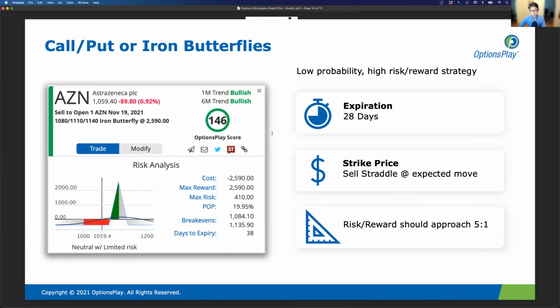Next, let's talk about butterflies. And you can trade call, put, or iron butterflies. And this is a strategy that a lot of traders seem to think butterflies are best used as a neutral strategy. But we have found that that's not really the case.